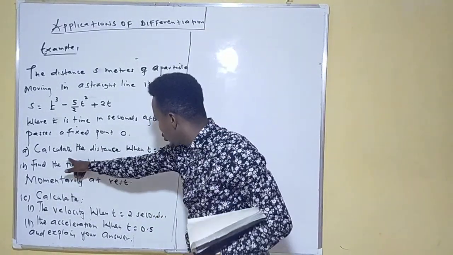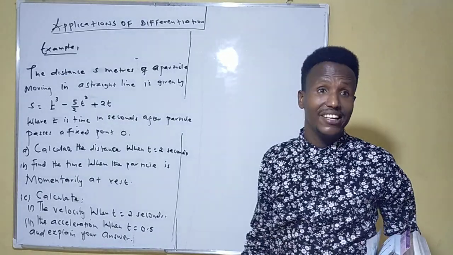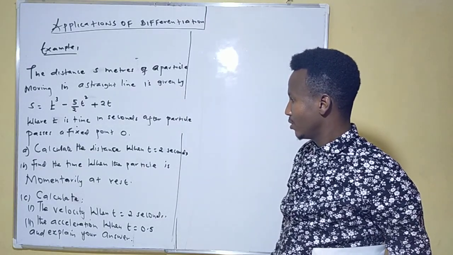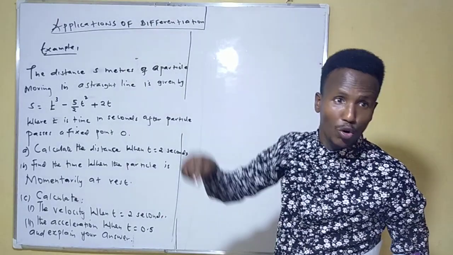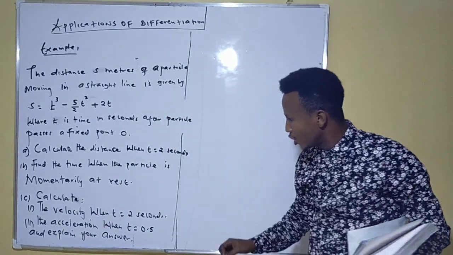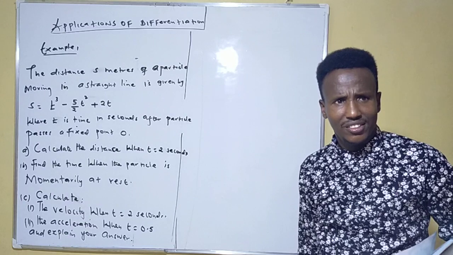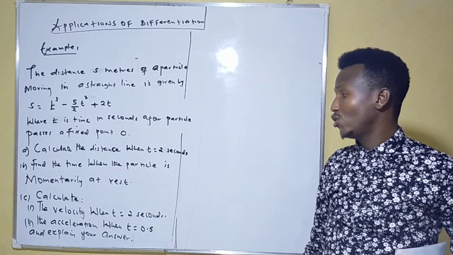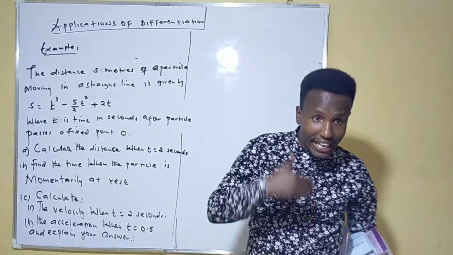So when I was talking, calculate the distance when t is equal to 2 seconds. Find the time when the particle is momentarily at rest. Momentarily at rest means it's not moving, so we will equate velocity to 0. Just understand this thing, very easy. Then question C, you have to calculate the velocity when t is equal to 2 seconds. We will substitute t. Then the acceleration when t is equal to 0.5, and explain this. The reason why they're saying explain this is we may get a negative answer.